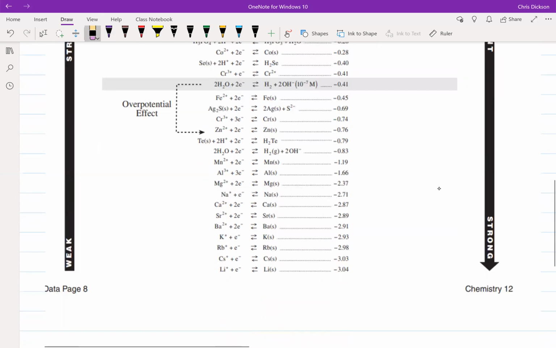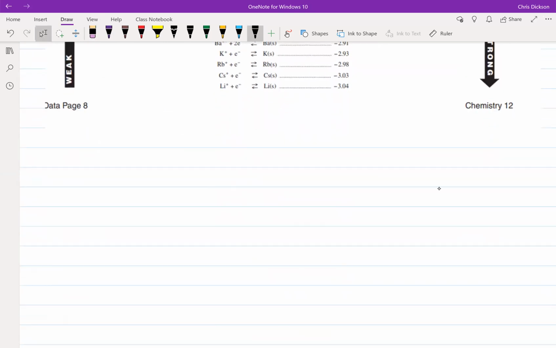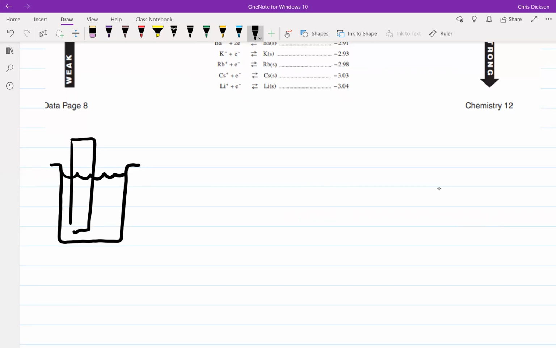So let's give you an example, one we haven't done before. Once again, have your data table handy. What we'll look at is a solution that has some ions in it. So let's take a solution, and we're going to put a piece of metal in here right now. Let's make this metal zinc, okay? And the solution is going to be copper 2 plus, okay? So we've got zinc metal and copper 2 plus.